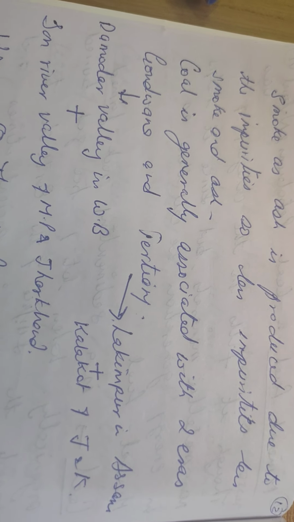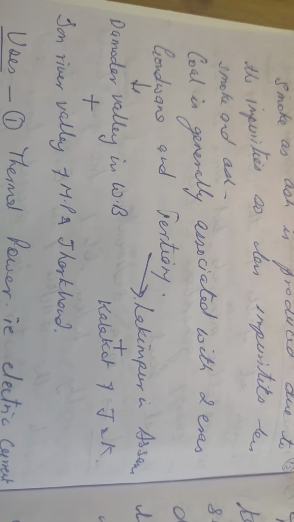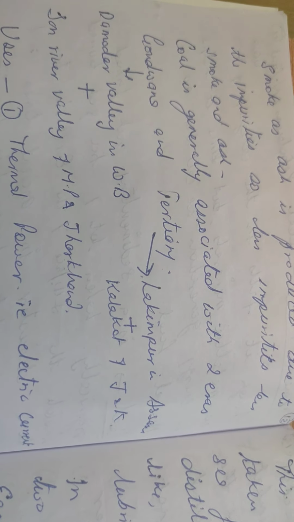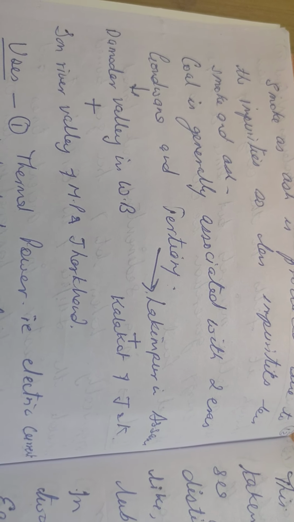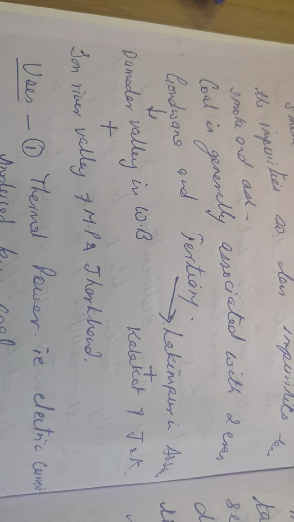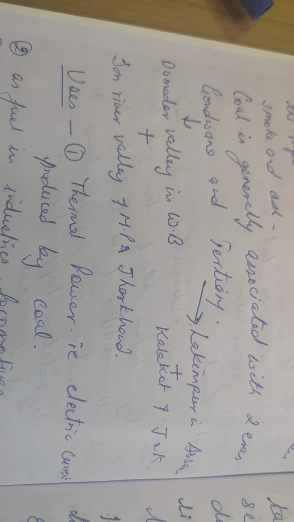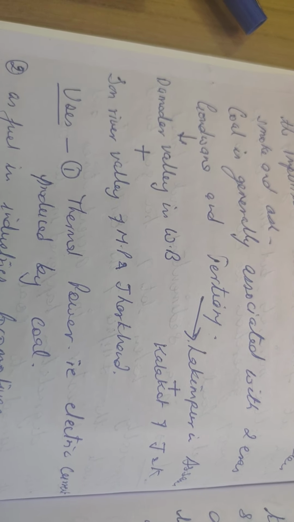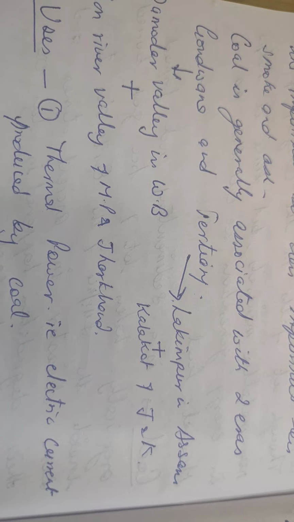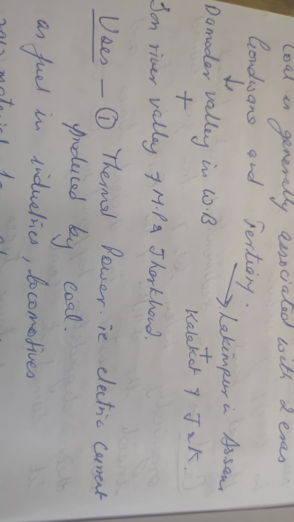Now coal is generally associated with two eras. Eras means when the earth was being formed. Since the earth was formed till today, we divide the earth's history into various ages, and those ages are called eras. And we have coal of two types: one is Gondwana and the other is tertiary coal. Gondwana coal is found in the Damodar Valley in West Bengal, that is in the valley made by the Damodar River, and in the Son River Valley of MP and Jharkhand, while the tertiary coal is found in the Lakhimpur district in Assam and the Kalakot district of Jammu and Kashmir.